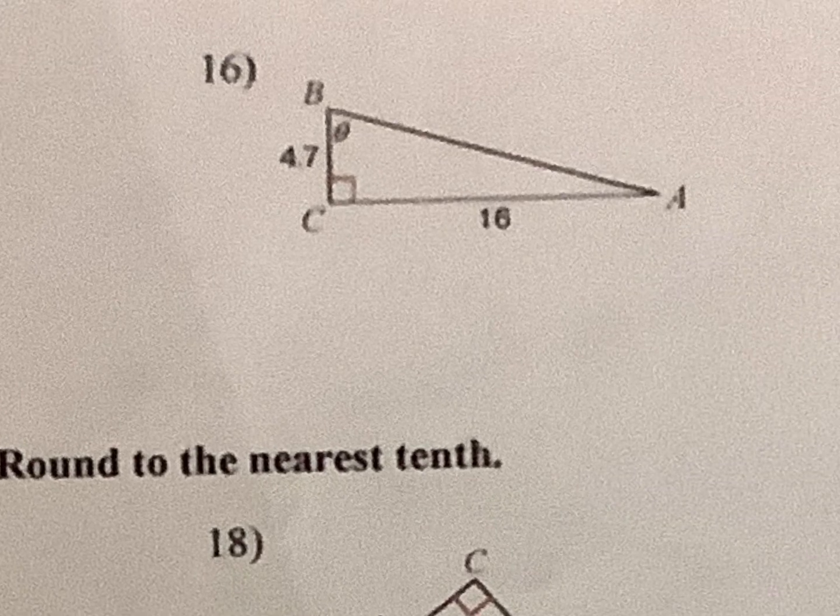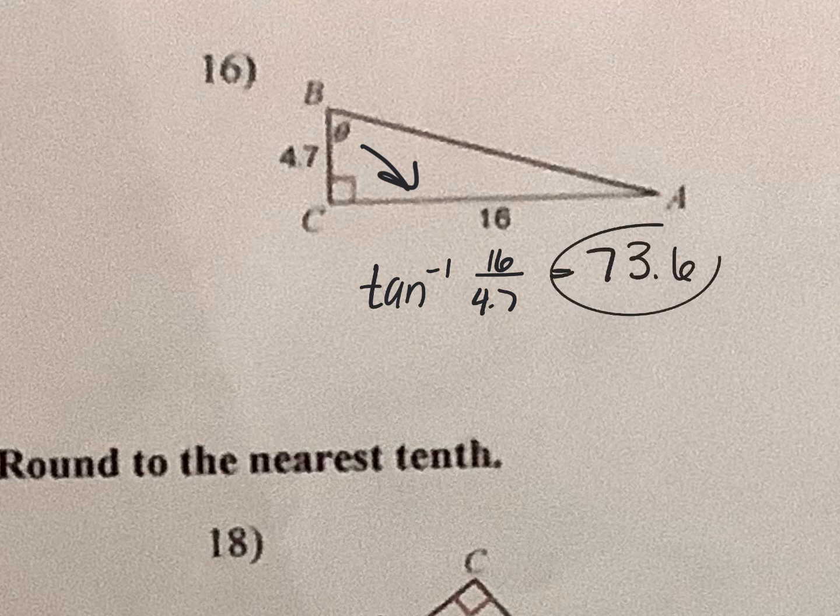All right, and trig function. Which one are we using? Tangent of 16 over 4.7. Right, that is a 16, yes. So not 4.7? No, because it's opposite over adjacent. Oh, yeah. I really just failed this. So 73.6.